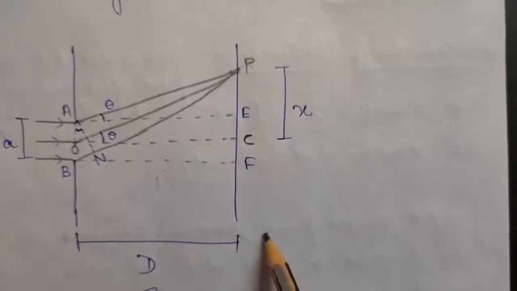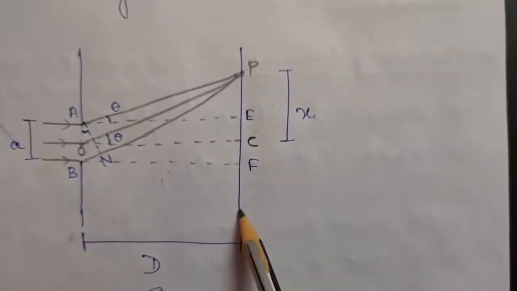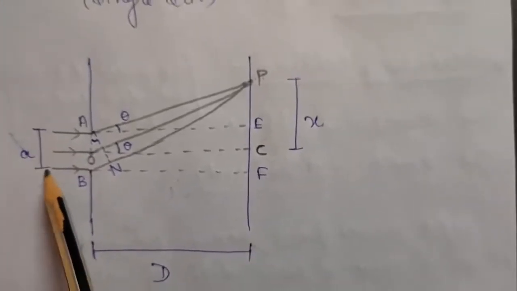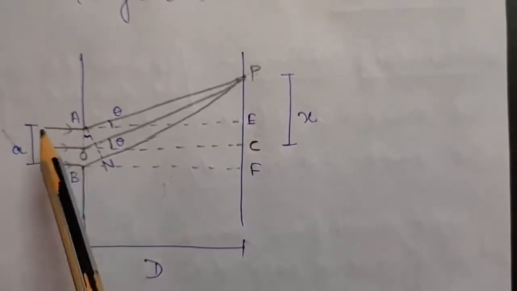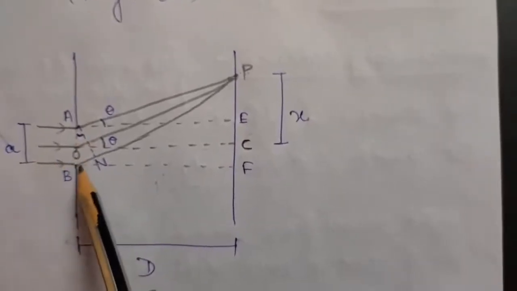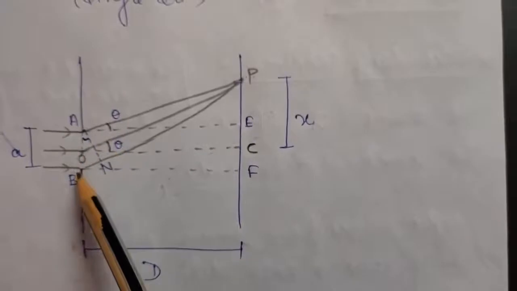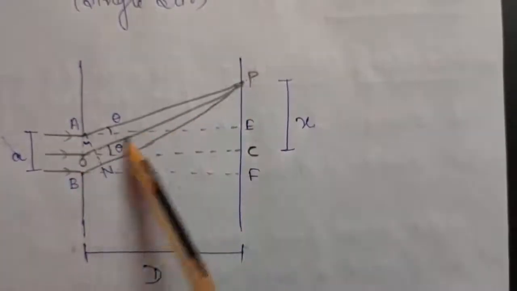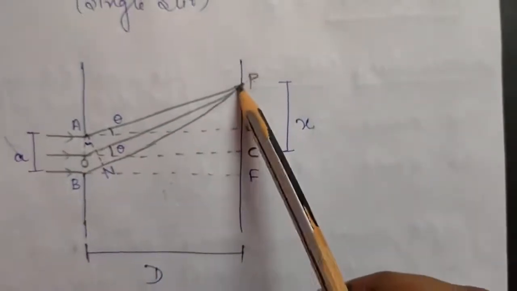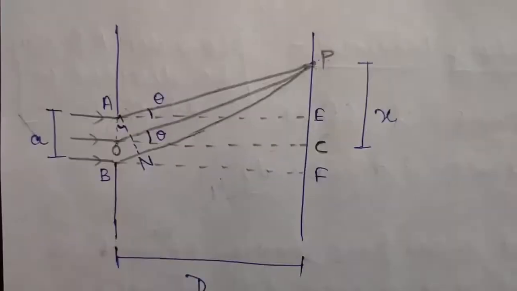D is the distance between the slit and the screen. This is your screen, and a is the slit width. I have taken three rays here. When they strike the slit, they get bent like this, and they are reaching a point P.